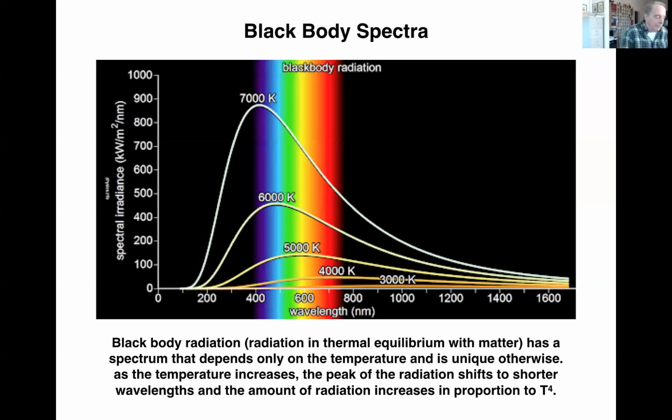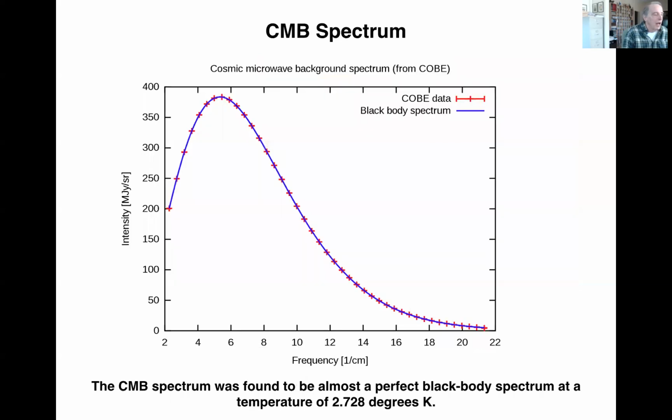Anyway, that's black body radiation. Again, it's a spectrum that's characterized entirely by the temperature, nothing else. Well, COBE measured the spectrum of the CMB. As you can see here, it's essentially a perfect black body spectrum. It's about as close to a black body spectrum as anything we've ever encountered. So that tells us something very interesting.